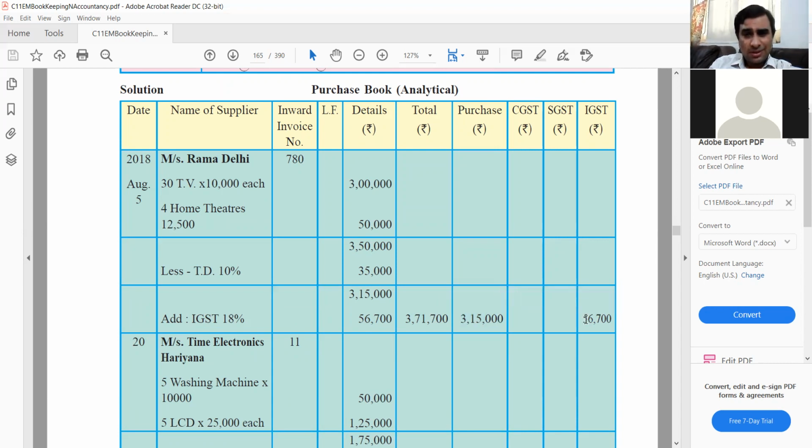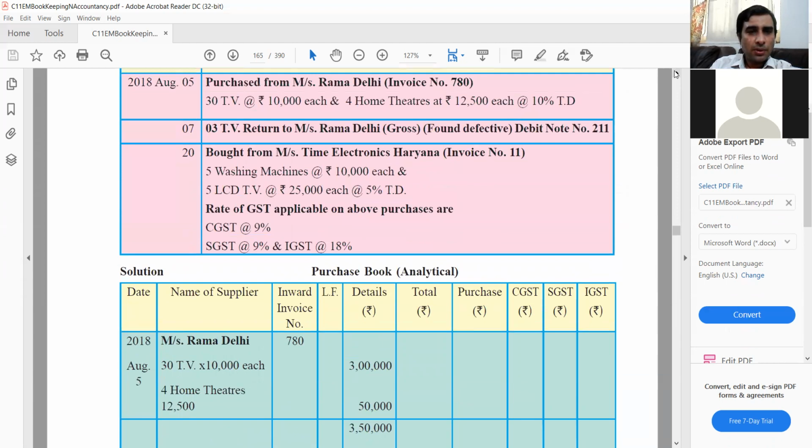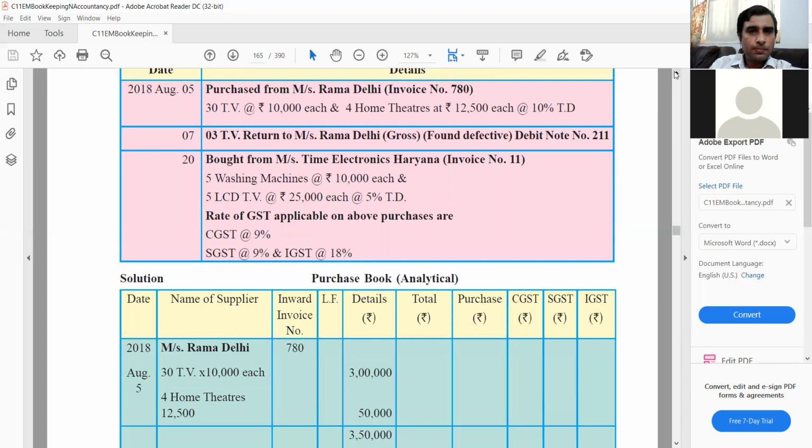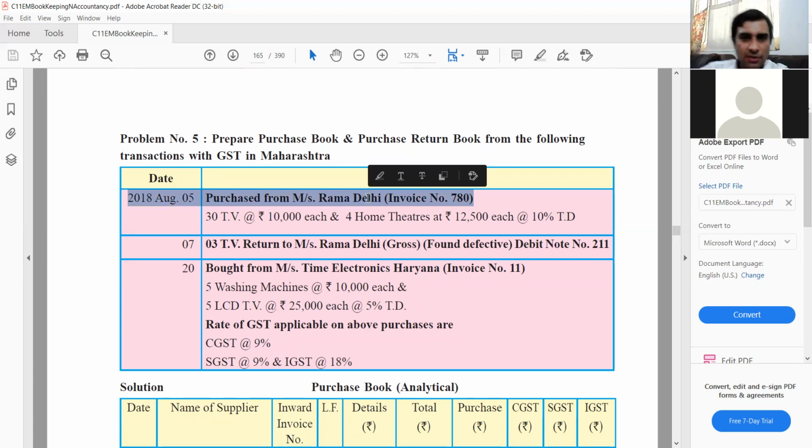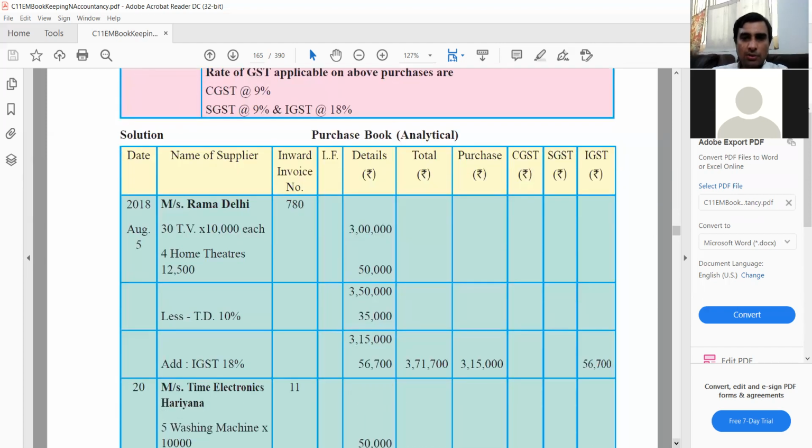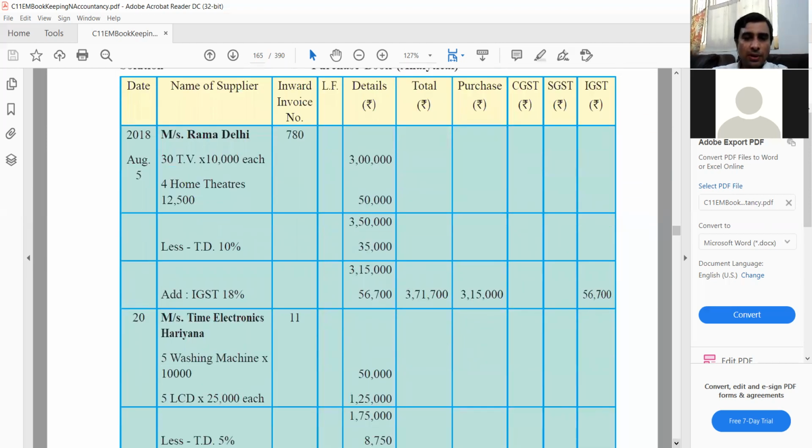and 56,700. Why are they not splitting it up? There is nothing in the question which indicates why this is not being split up. But it only looks like that because this has been purchased from Rama Delhi. Okay, so this has not been purchased within the state of Maharashtra. The person from whom you have purchased is not from the same state. Okay, so that is why this has been recorded in IGST. So this will get credited to IGST.